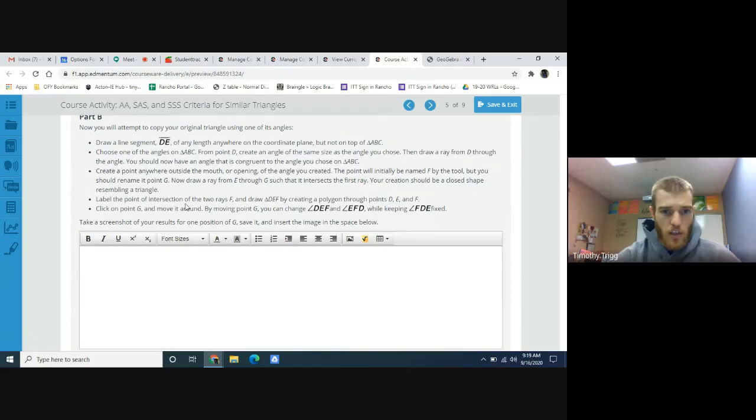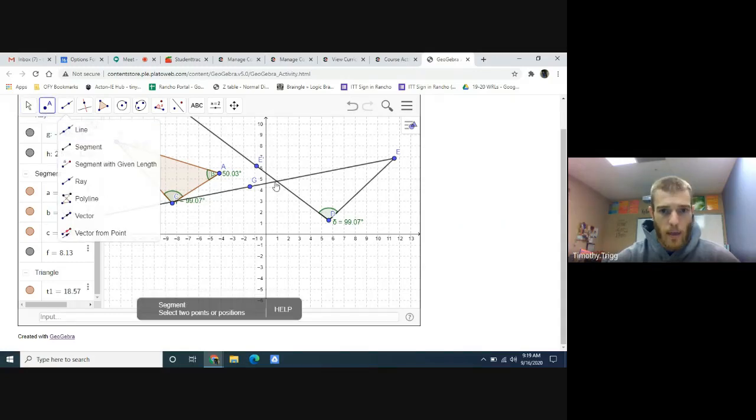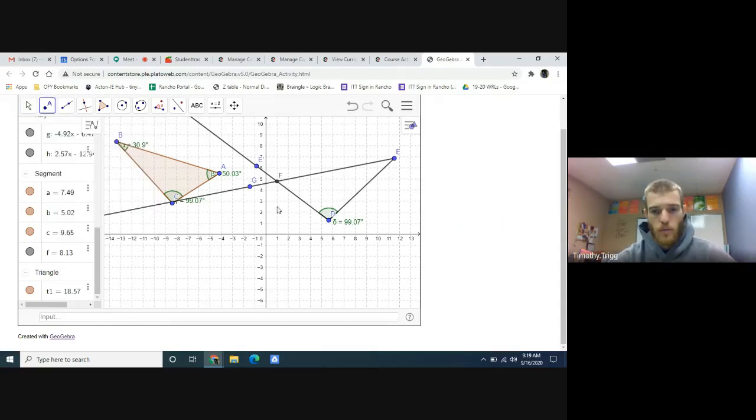Label the point of intersection of the two rays F, and then draw a triangle DEF by creating a polygon through points D, E, and F. Okay, so we're going to call this intersection point F. So go ahead and click on that. Oop, we don't want that. Click on the point tool, that's this one here. Click that. Click on the intersection, and it should be labeled as F.